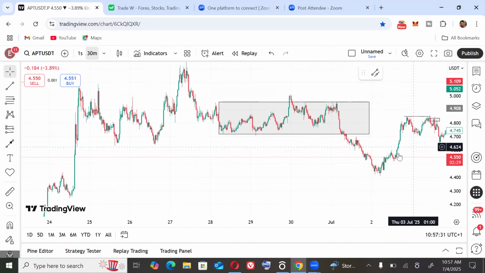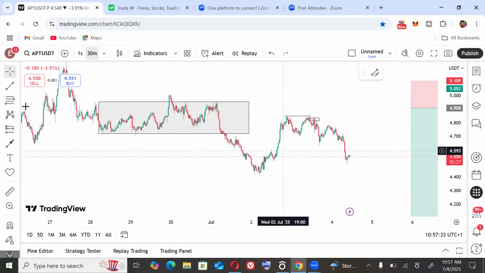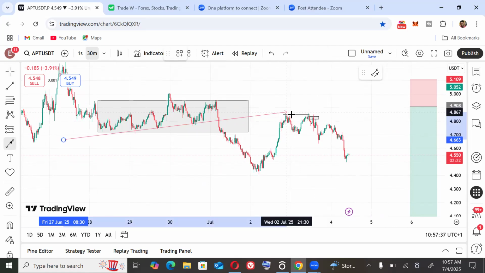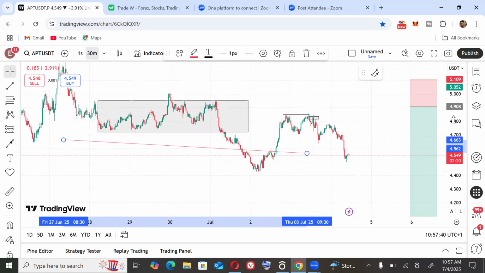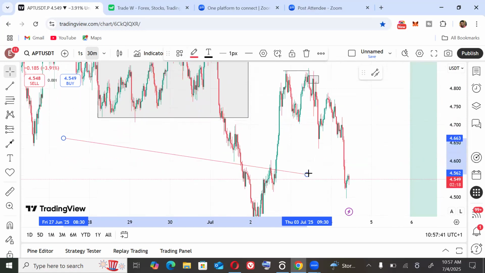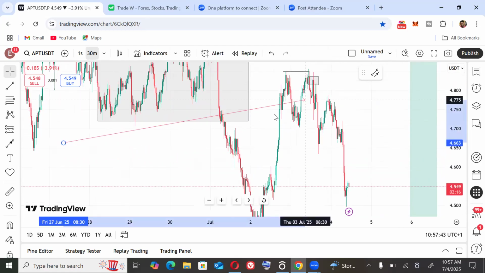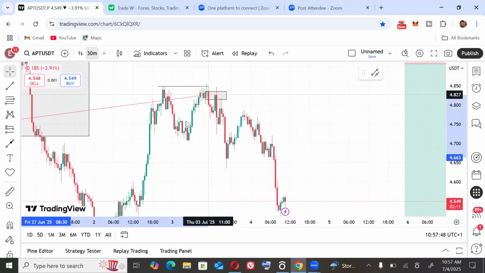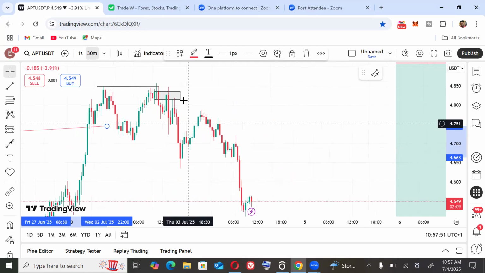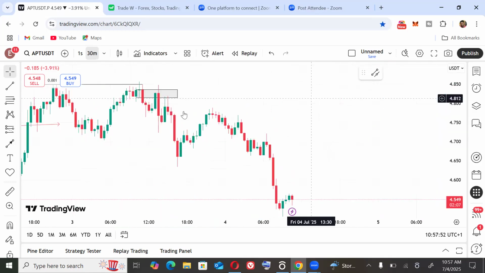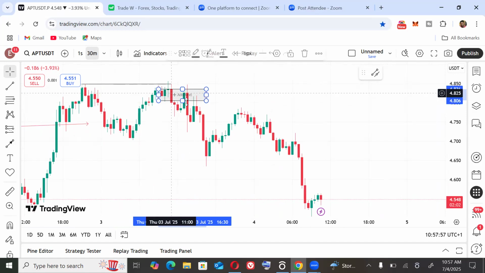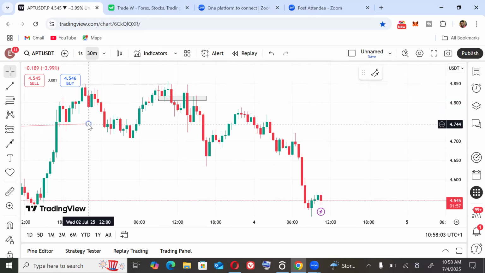Same thing that happened here. Same thing has happened here. This was where I got my entry from. All right, so where I got my entry from. You see this? Tapped into a fair value here, and then moved all the way to the downside, guys. This is my fair value gap. It's small, but very effective.